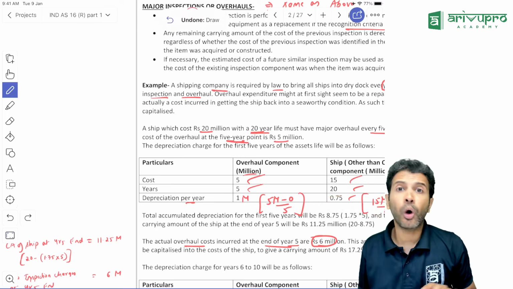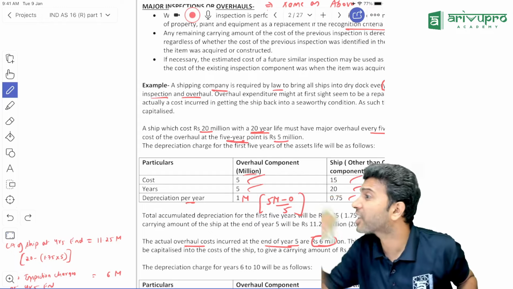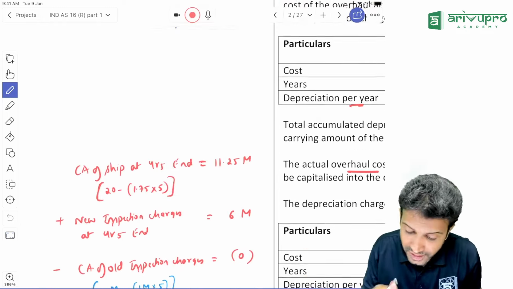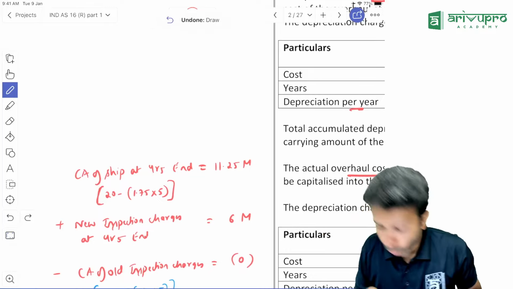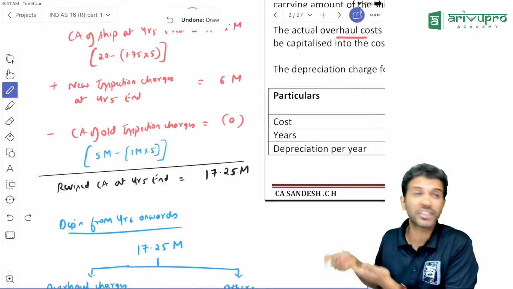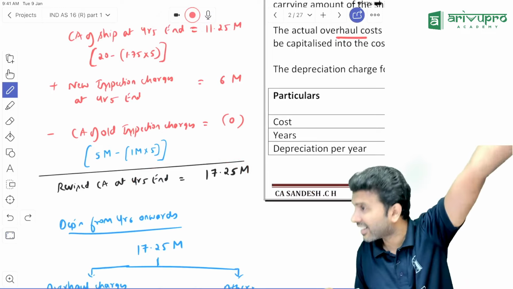Or they can say, what is 3 years' put together depreciation? What is 5 years' put together depreciation? What is carrying amount at the end of 5th year? What is the carrying amount at the end of 3rd year? What is the carrying amount at the end of 5th year or 6th year or 7th year? Like this one case they can take and ask 7-8 types of MCQ question.